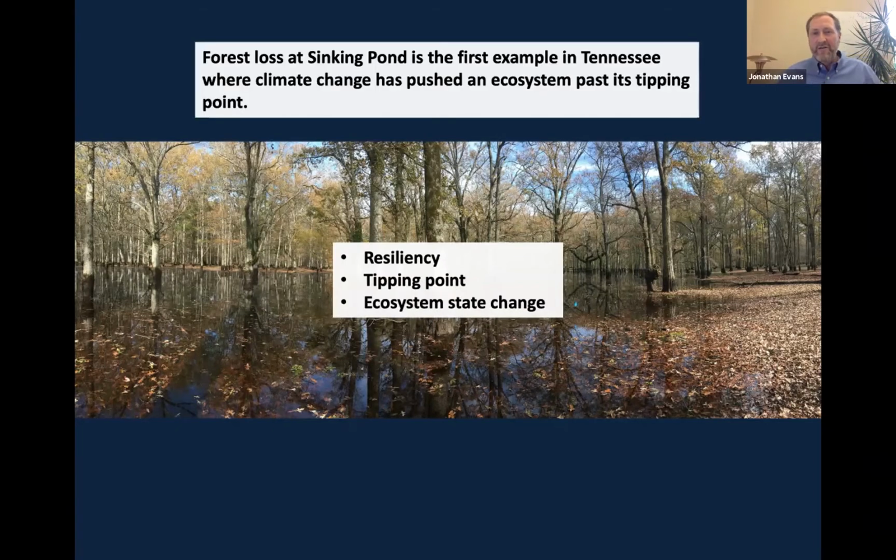And what does this mean then for management implications? Well, this is an unusual situation. It's probably the first example where climate change in an interior state here in this region has pushed the system past a tipping point.